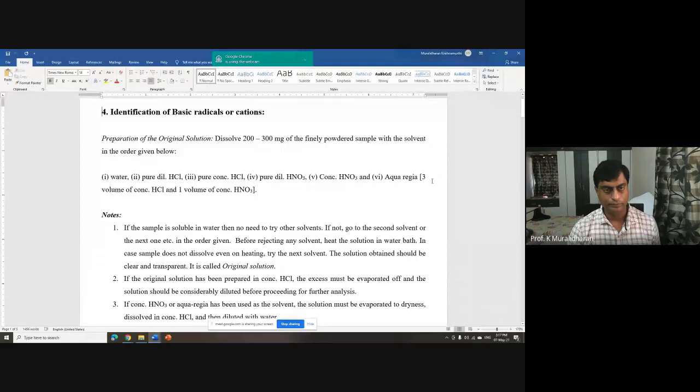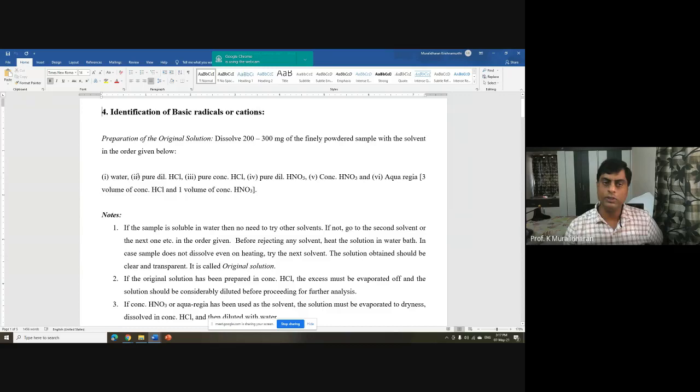Aqua regia is 3 volumes of concentrated HCl and 1 volume of concentrated nitric acid. You have to be very, very careful while handling aqua regia. It is a highly corrosive acid. That means any sample will be soluble in one of these conditions, right?